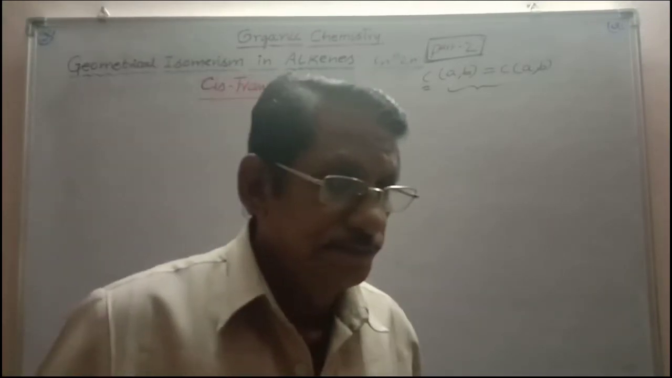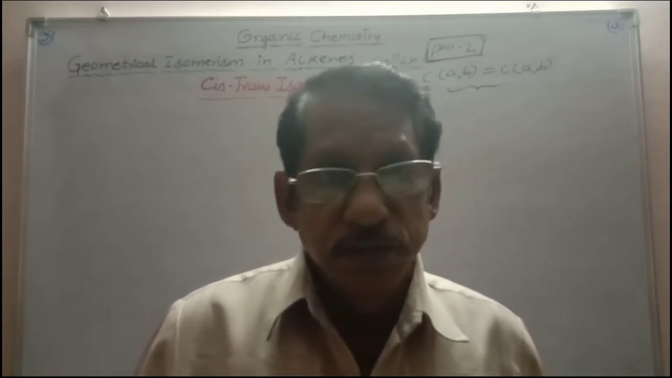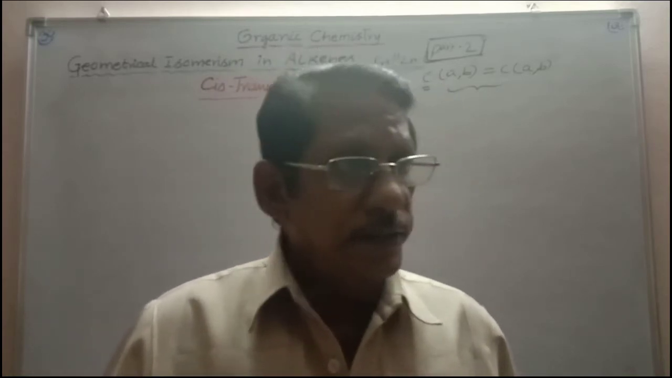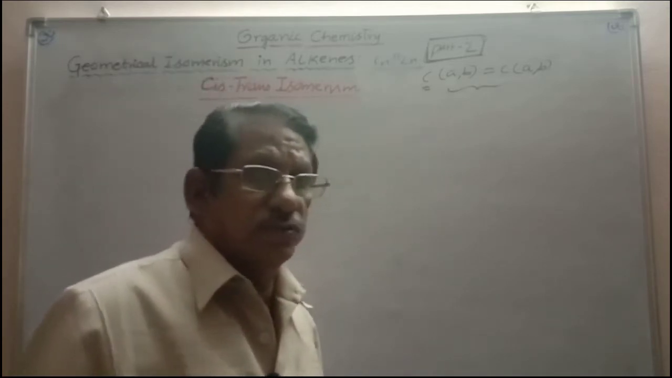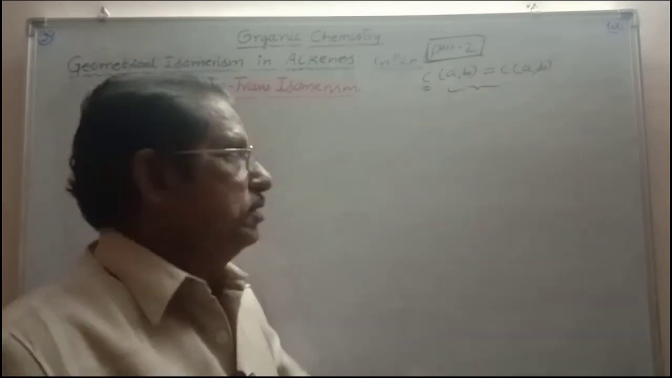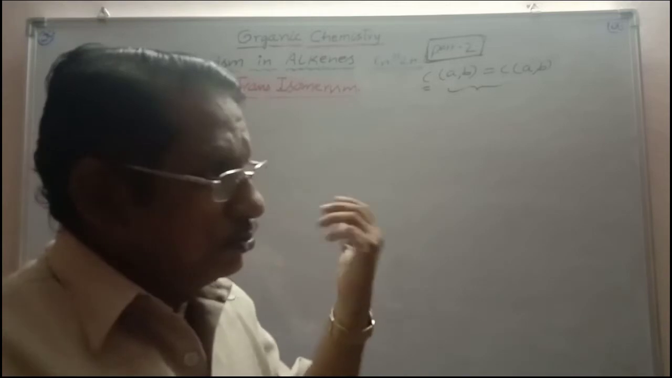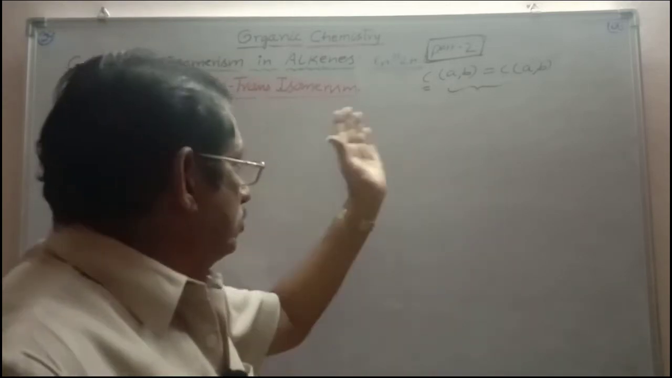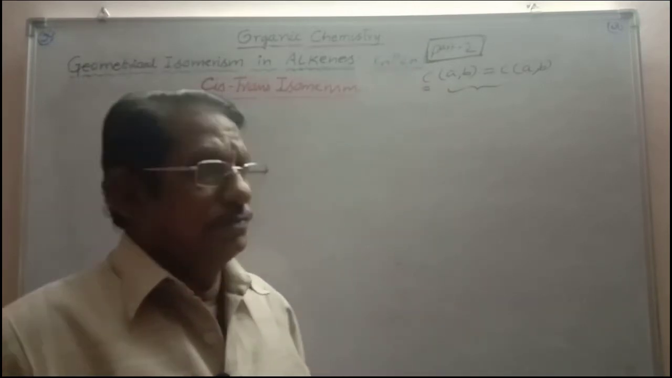Dear students, in this class, we deal with geometrical isomerism, part 2. Already we studied the conditions required for a compound to exhibit geometrical isomerism in the form of CAB double bond CAB. The two sp2 carbons should be carrying two different groups, and these two different groups are the same on both the carbons. In such a case, we are having cis-trans isomerism. We also studied 2-butene as an example.